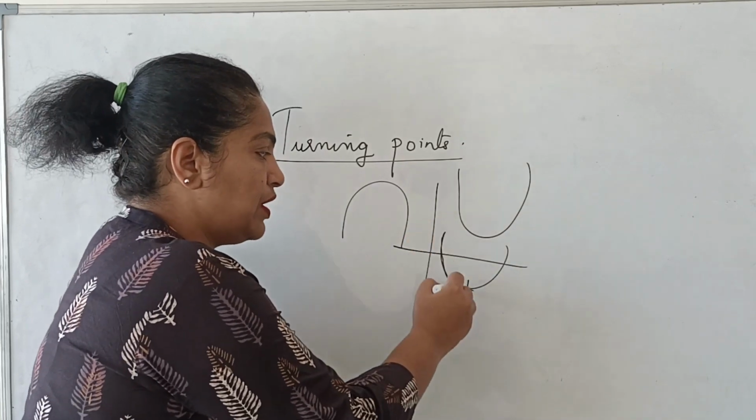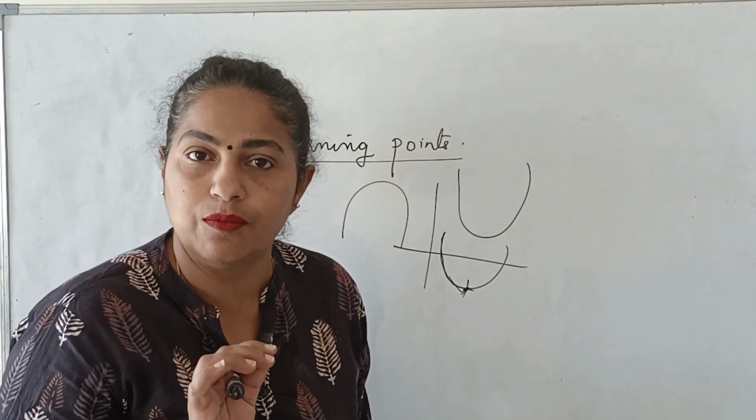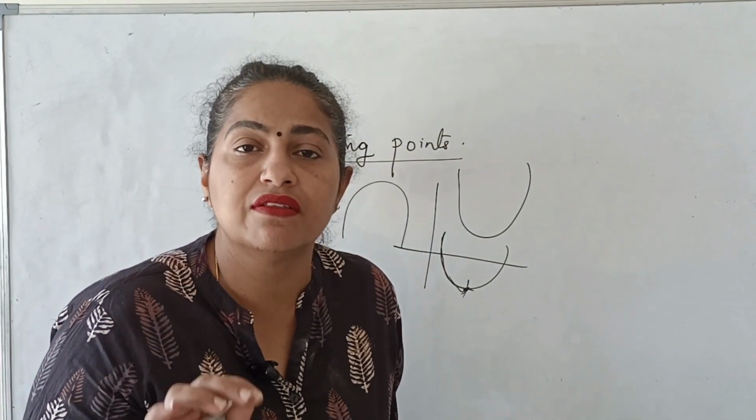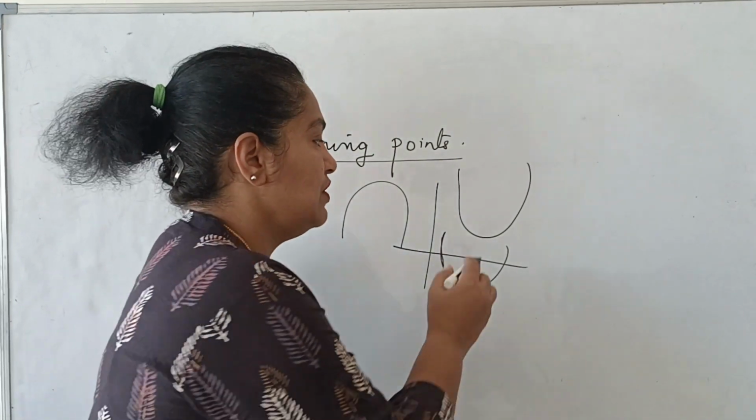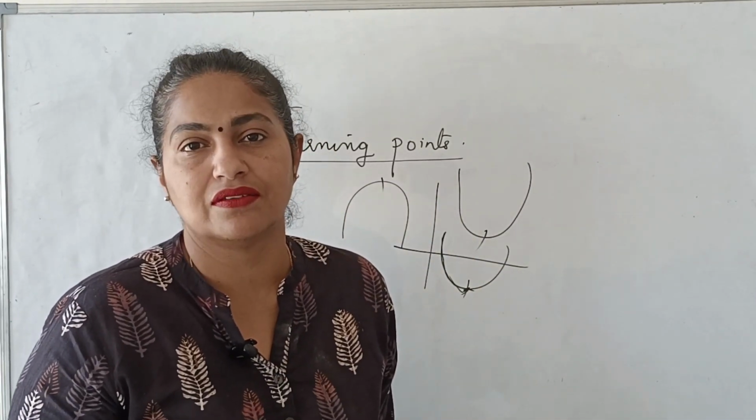The graph was going downwards, suddenly it decided to stop over here and move upwards. That is called a turning point. So how many turning points will the graph of a quadratic polynomial have? One turning point.